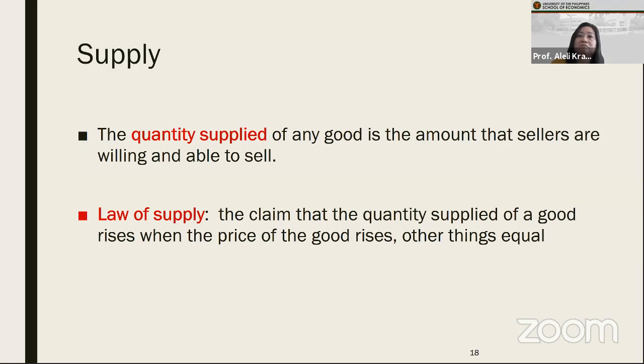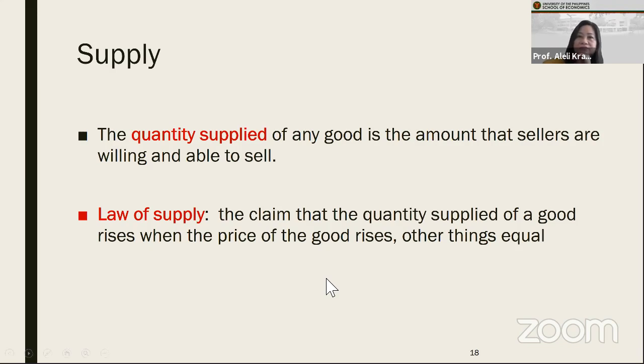Sorry, by supply. The quantity supplied of any good is the amount that sellers are willing and able to sell. So you again have willingness: they're okay to trade, they're okay to sell, and they're able to do so, meaning they have the means to produce that particular quantity. And we assume that the law of supply prevails, meaning the claim that the quantity supplied of a good rises when the price of the good rises, other things being equal.